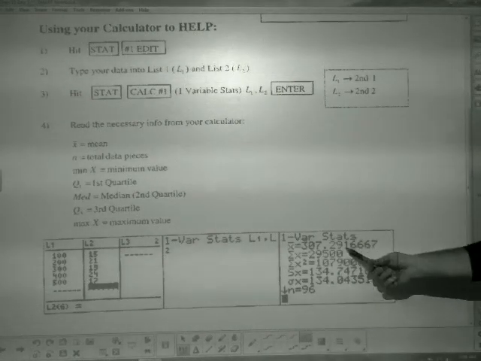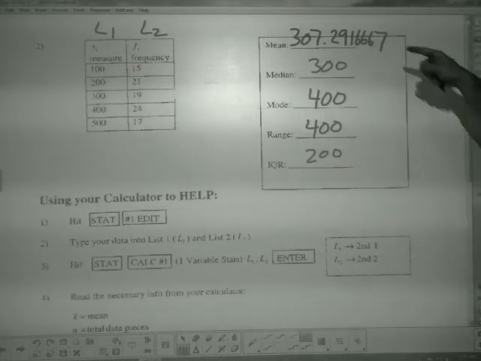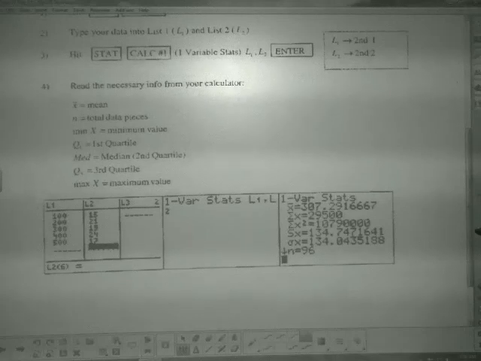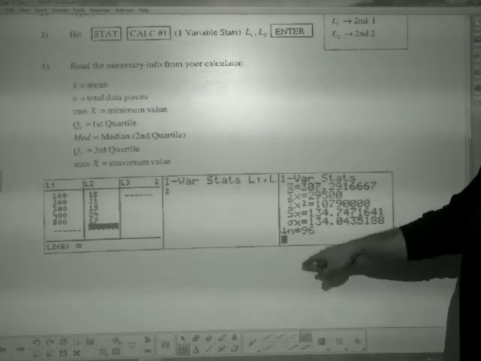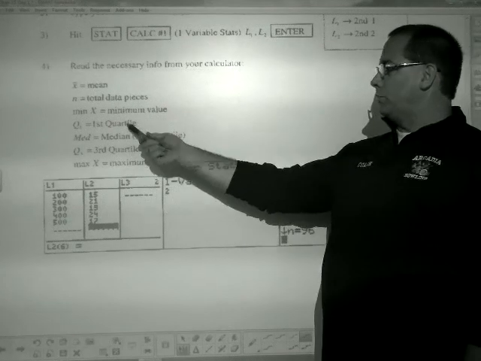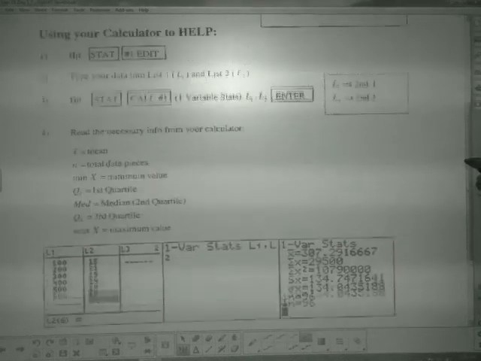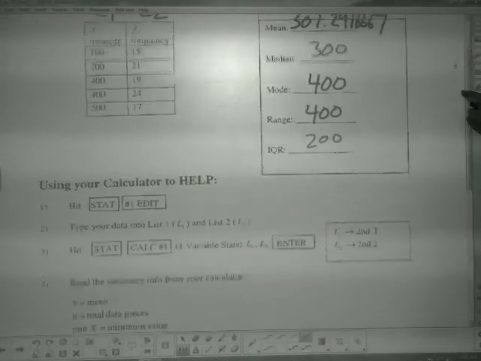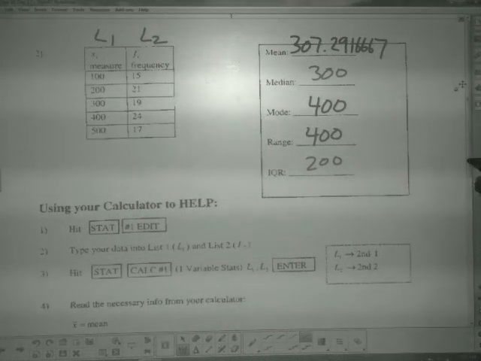So here's our mean. No rounding directions, so I write out the mean exactly how it looks. Now, if you were to scroll down, that's where you'll find all of this other information. All right, we're going to do this in class too. But use your calculator. It'll give you all the information you need to find out that stuff.